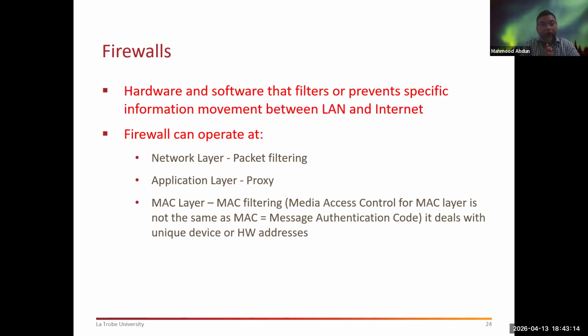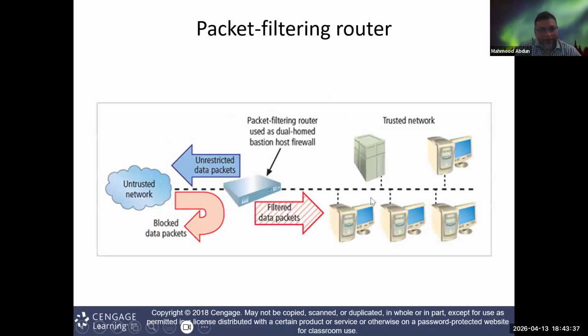Okay, so now we're talking about the firewall, right? So what's the role of the firewall? A firewall is a device that can operate at these 3 layers: the MAC layer, the network layer, and the application layer. All 3 layers it can operate and protect your system. So a few pictures would actually help us understand.